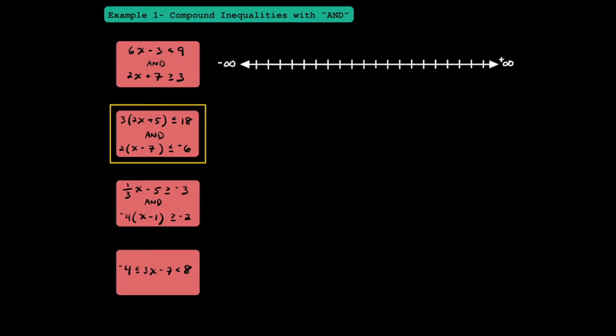Let's try another one here. In this problem we have 3 times the quantity of 2x plus 5 is less than or equal to 18. Let's find out what values for x make this inequality true.